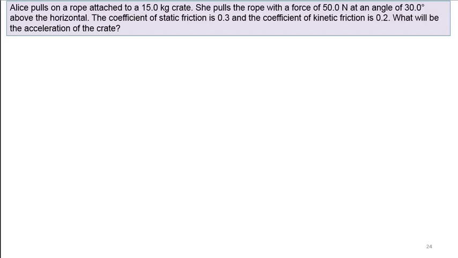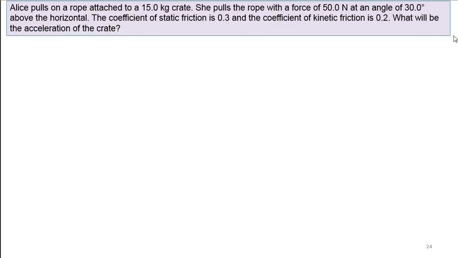Here's another sample dynamics problem. This is also something that could be on a quiz. This is difficult enough for a quiz. So take your time, press pause, work through it, and then we will work through it together when you press play.